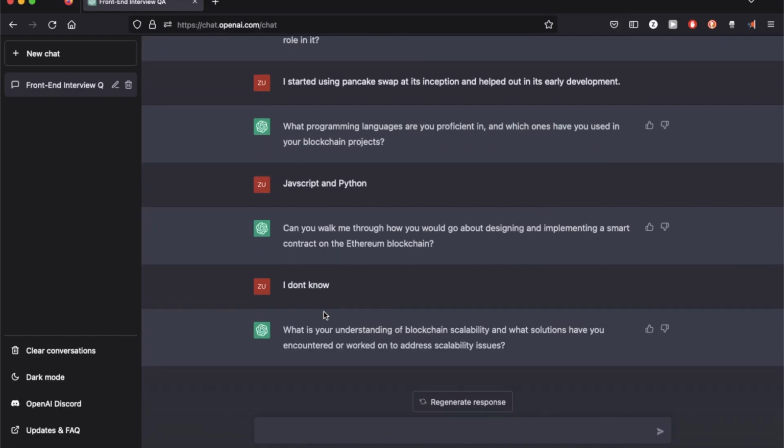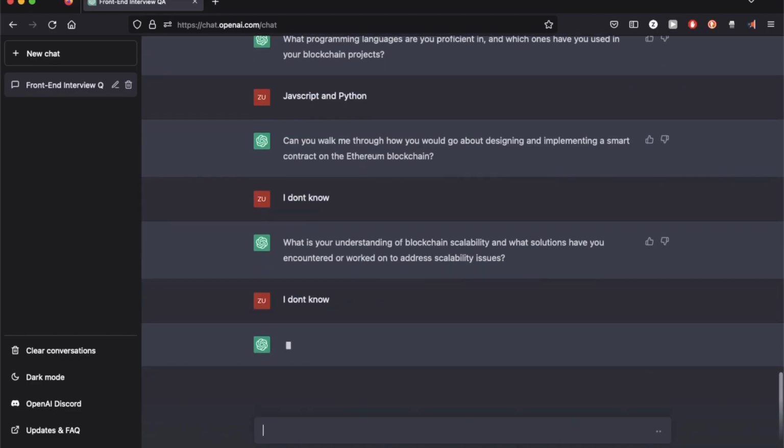The next question is, what is my understanding of blockchain scalability and what solutions I have encountered or worked on to address scalability issues? This is another question which I don't really know. So I'm going to say I don't know.